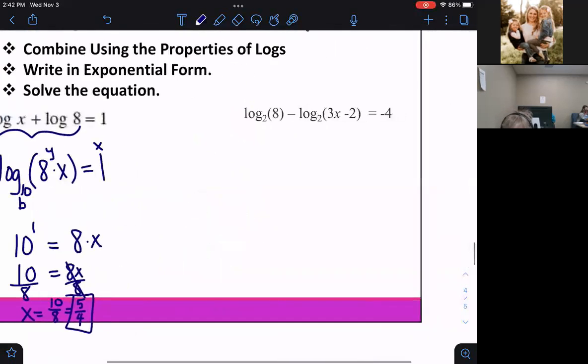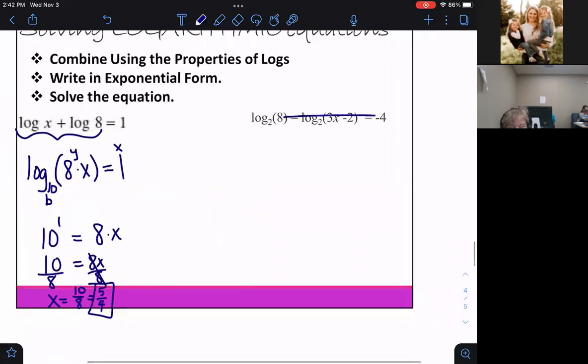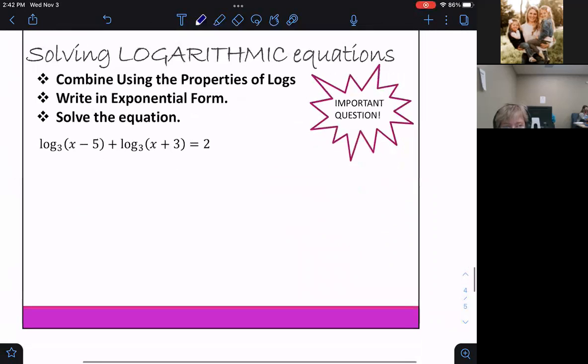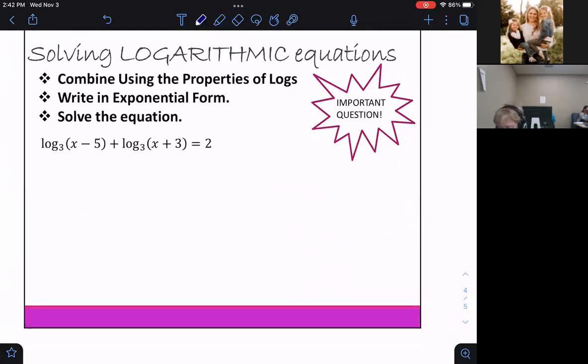Due to time constraints, we're going to skip this problem and work on the next one. So this one's really important. There's a question similar to this one on your final exam. So you've got to know how to do this one.